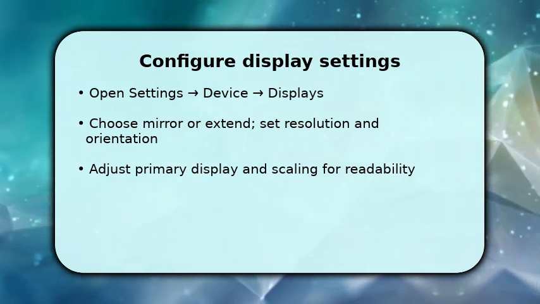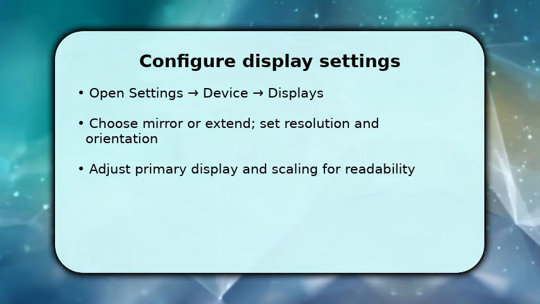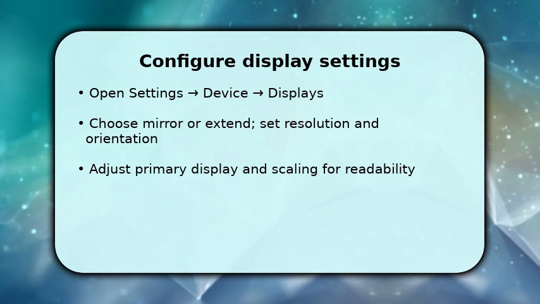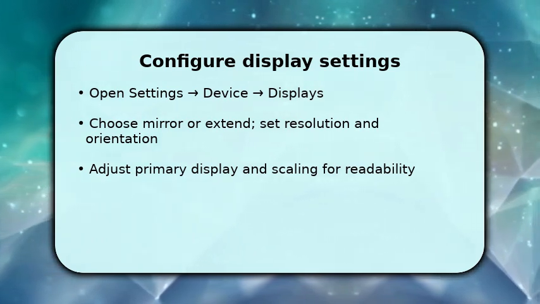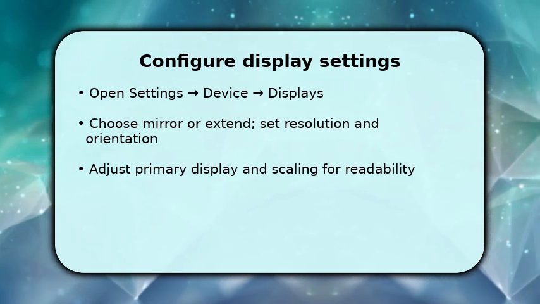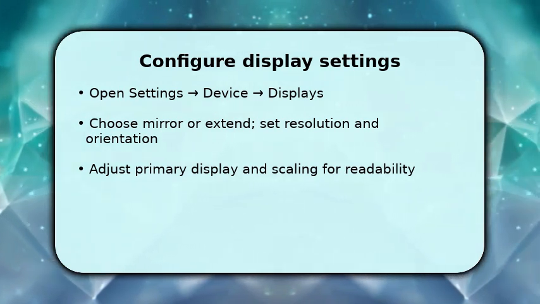Set resolution and orientation to match the monitor's native specs so text stays sharp, and pick a scaling option if items appear too small. Once done, drag windows between screens to confirm placement, and assign primary display if you want the external showing the shelf and notifications.